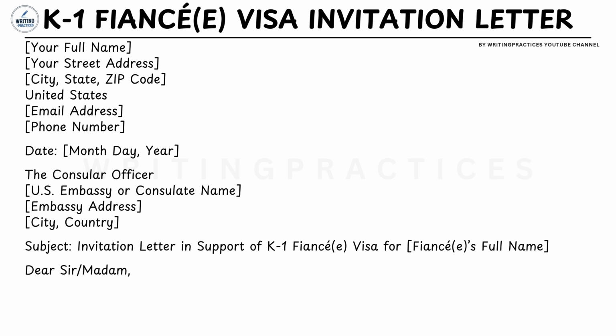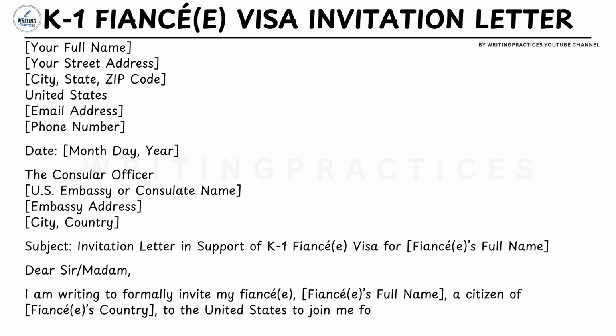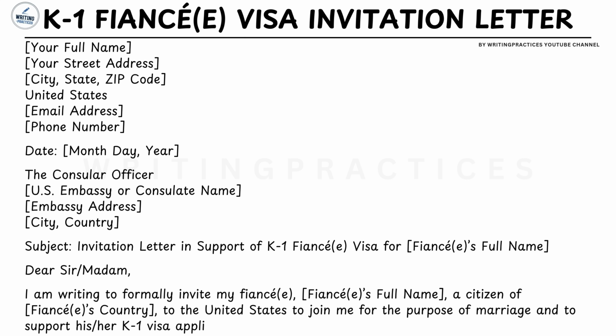First body paragraph, purpose of the letter. This is where you introduce your fiancé, state your relationship, and explain the purpose of the letter. I am writing to formally invite my fiancé, fiancé's full name, a citizen of fiancé's country, to the United States to join me for the purpose of marriage and to support his or her K-1 visa application. This sentence should be clear and confident. You're identifying your fiancé, confirming their nationality, and explaining that the intent is to marry once they enter the US on a K-1 visa. Be straightforward. The visa officer needs to know this invitation is for a legitimate and legal union.